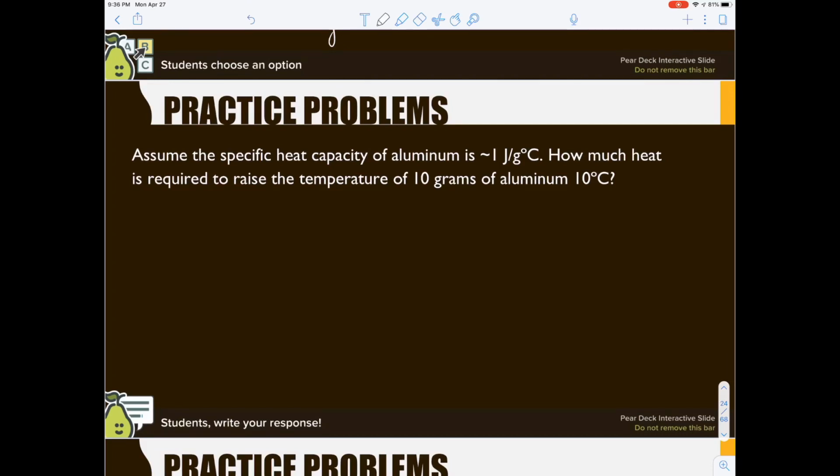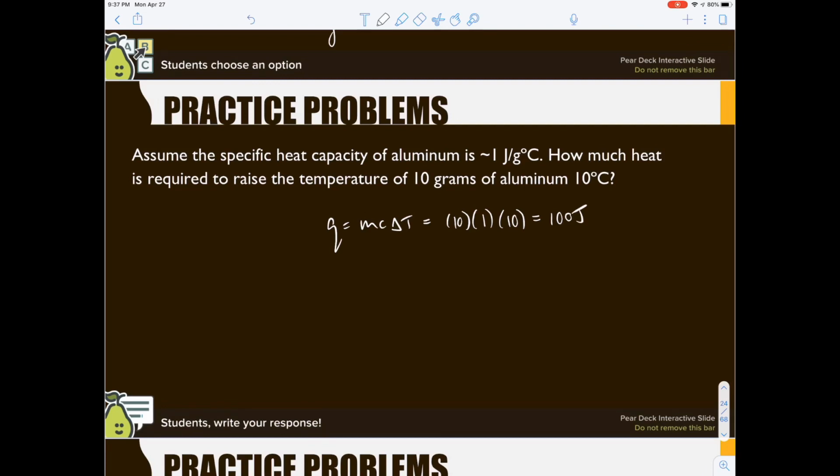So why don't you take a second to think about this one. Assume the specific heat of aluminum is 1 joule per gram degree Celsius. How much heat is required to raise the temperature of 10 grams of aluminum 10 degrees Celsius? You can solve it out mathematically. Let's do that first. Mass is 10, specific heat is 1, change in temperature is 10: 100 joules.